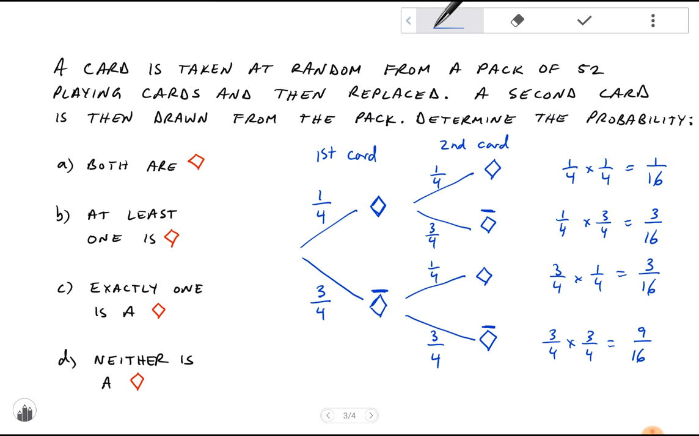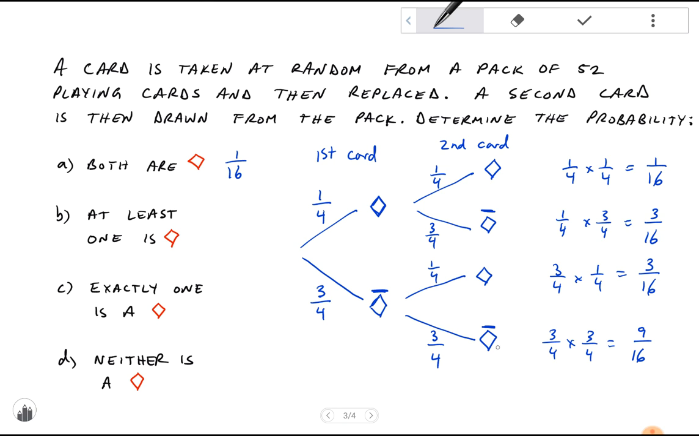Okay, so what are the odds that both are diamonds? Both are diamonds up here, and the probability is 1 out of 16. So the probability of both diamonds, I don't really need to write that, I'll just write the answer, is 1 out of 16. The probability that at least one is a diamond. Okay, at least one is a diamond. So here we'll have at least 1 diamond. Here we'll have at least 1 diamond. Here we'll have at least 1 diamond.